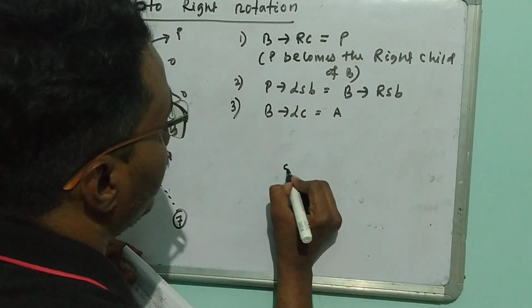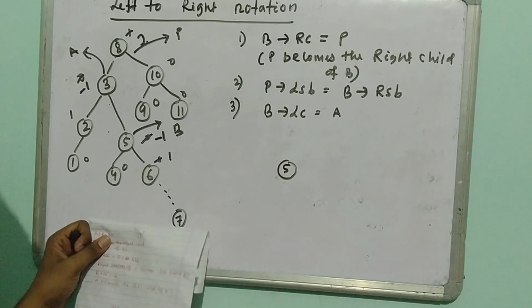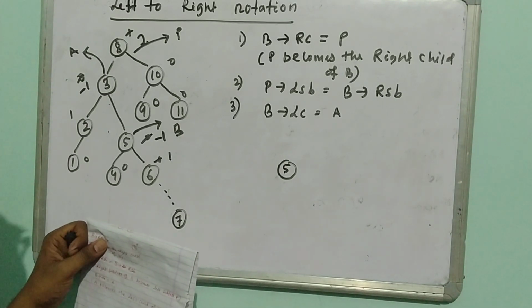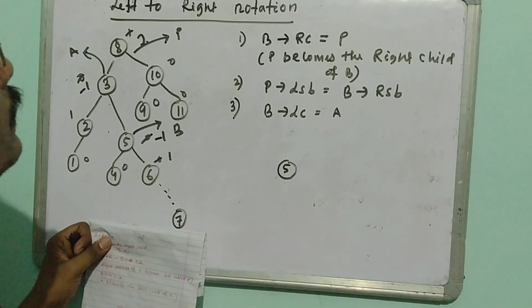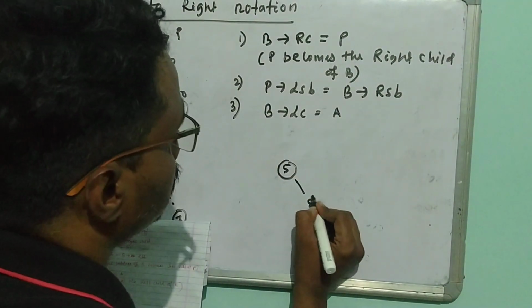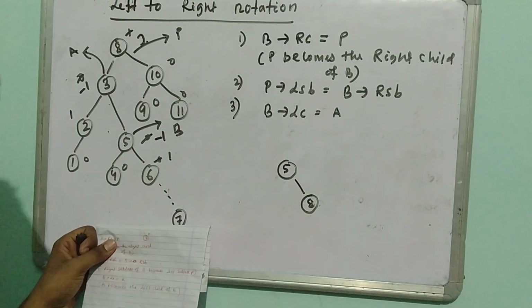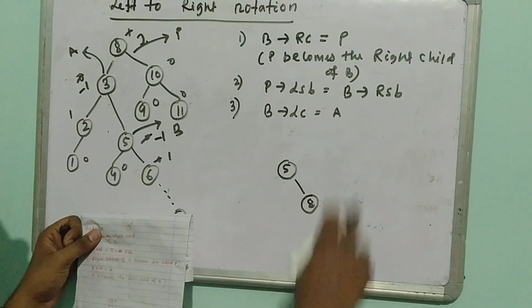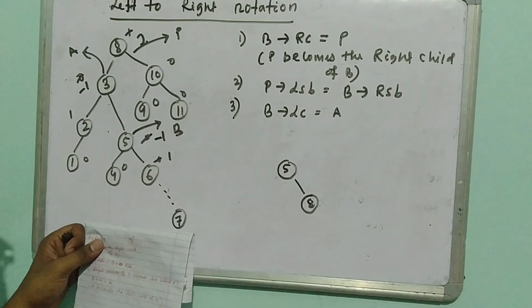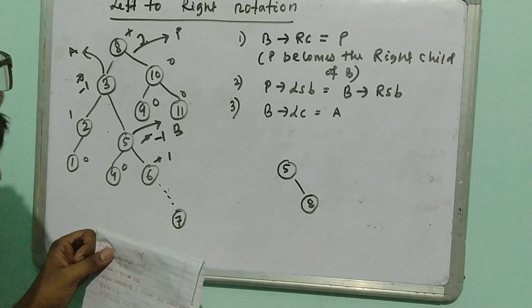If my B is 5, so what is the right child? Now P becomes the right child of the B. So it is nothing but 8. And what is the left subtree of P? Now the right subtree of the B. So which is the right subtree of the B? Now 6 will be the right subtree of the B.